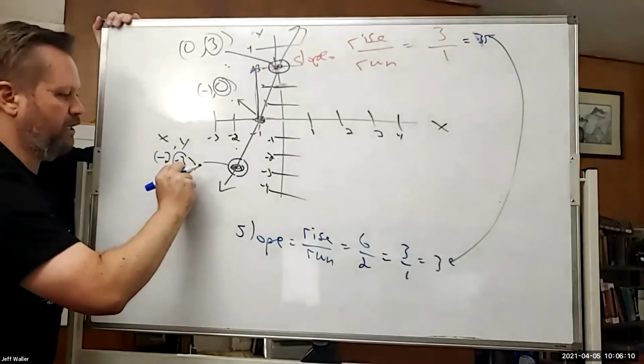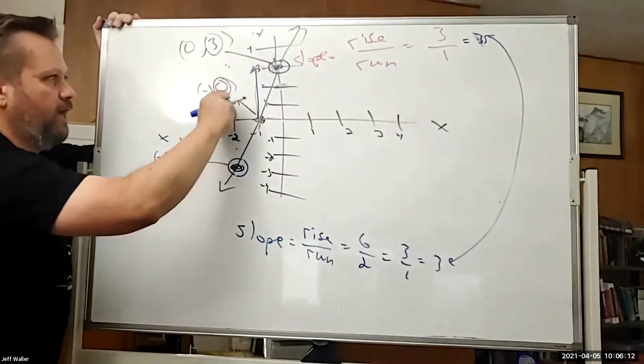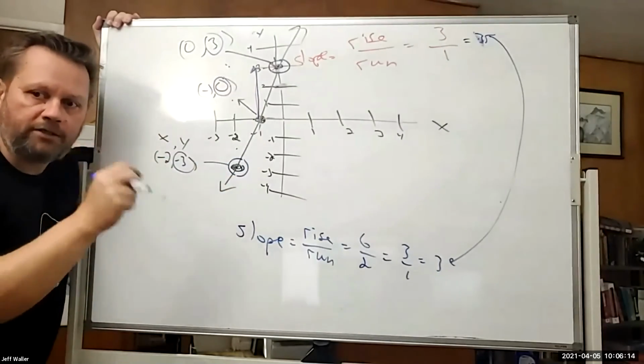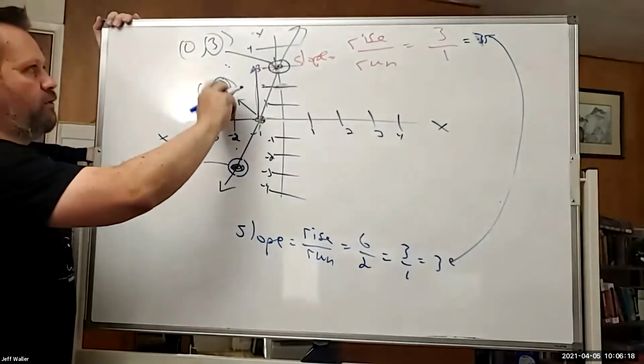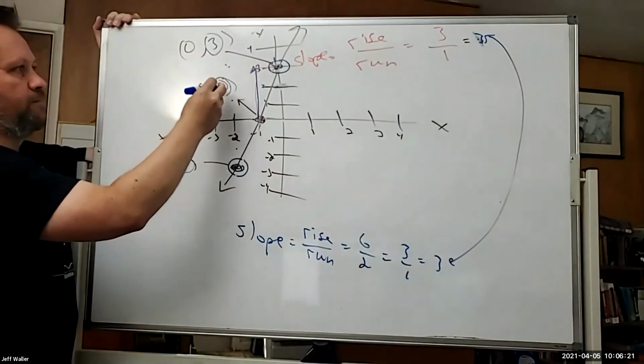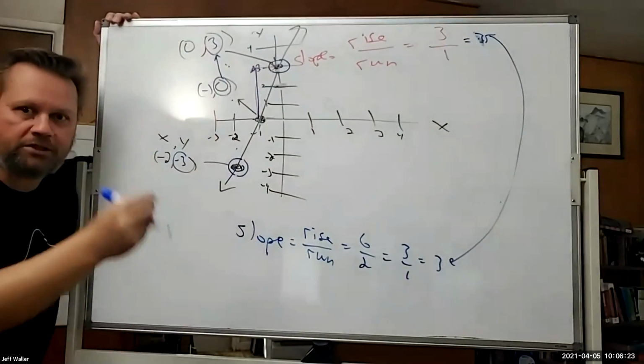How much did the y change? It was -3 here and now it's 0. So how much did the y change? By 3. It increased by 3. And then how much does the y change from this point to that point? Increased by 3.